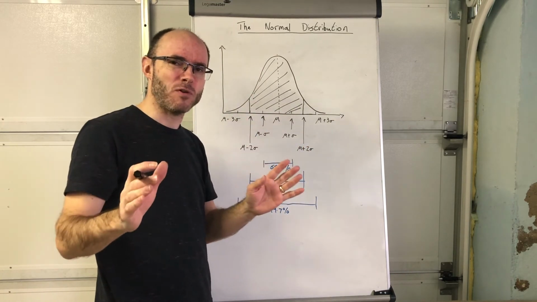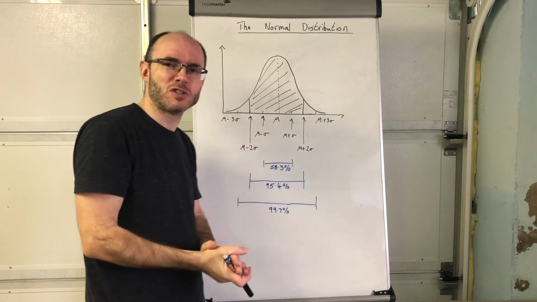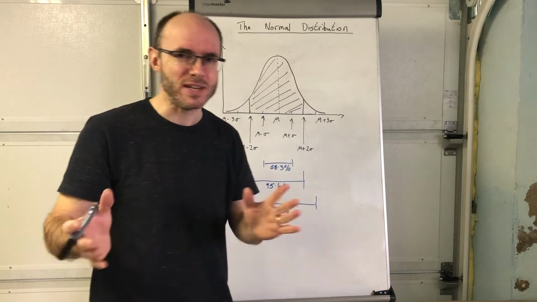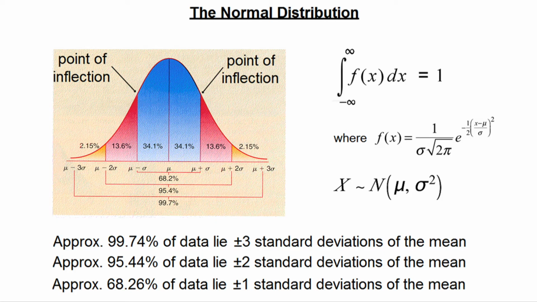Now here's a graphic for you, a slightly better version of the diagram that I've drawn. Here we have our normal curve, and notice with the shadings again, you can add it up, you've got 68.3% either side of the mean, and then of course approximately 95%, and over 99% of the data lie within three standard deviations of the mean.